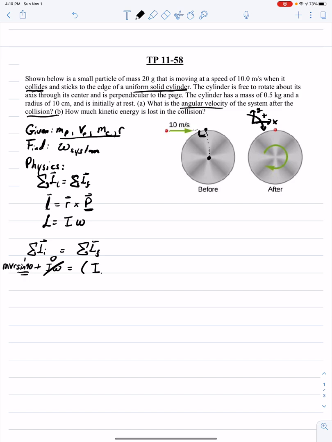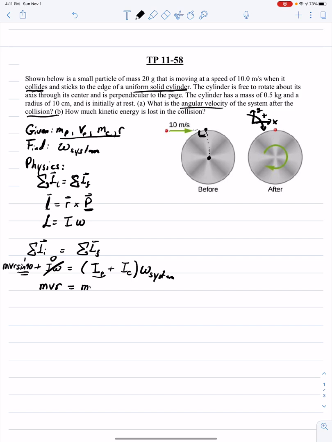So we write down the moment of inertia of the particle plus the moment of inertia of the cylinder times the final angular velocity of the system. Okay, so this problem is almost in the bag. We rewrite this as mass times velocity times r, because the sign goes away, and we've already identified that the direction it's going is also positive, so we don't have to worry about any negatives, is equal to, now we can switch the moment of inertia of the particle into an actual equation.